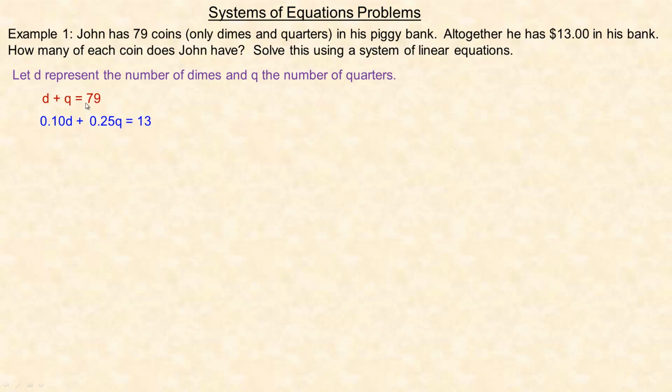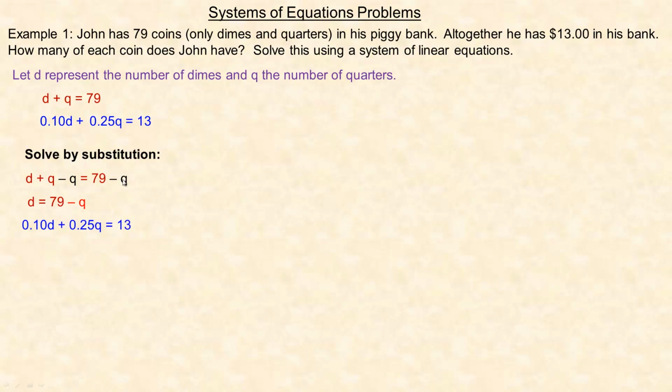The first equation is probably the easiest one to isolate, and D or Q wouldn't matter. You could easily solve for D or Q because they have coefficients of 1. So I'm going to isolate for D here. The Q is added to the D, so I would subtract Q from both sides. So this is my substitution solution here. I'm going to take away Q from both sides, so that subtracts to 0. So D would equal 79 minus Q.